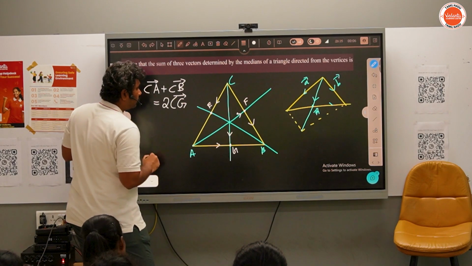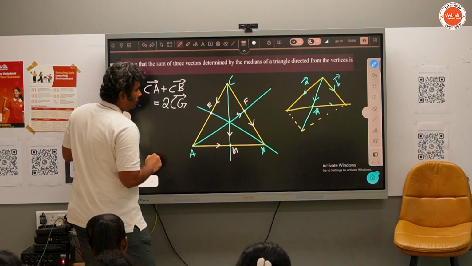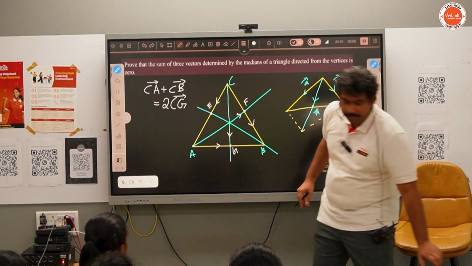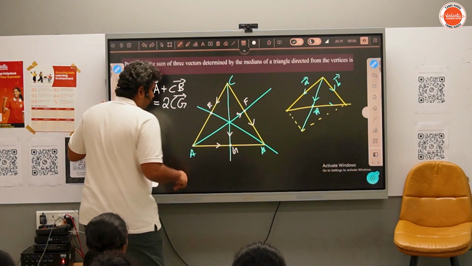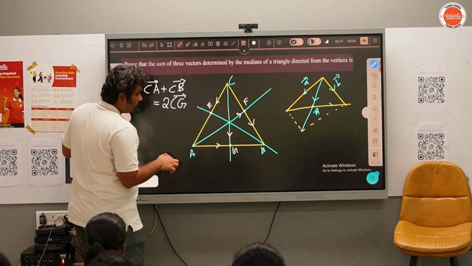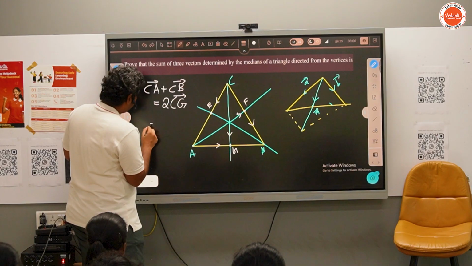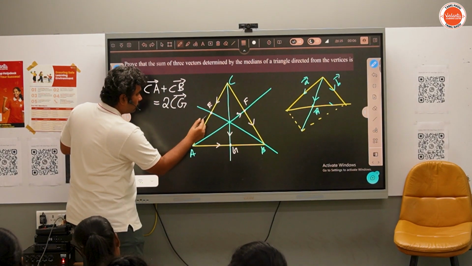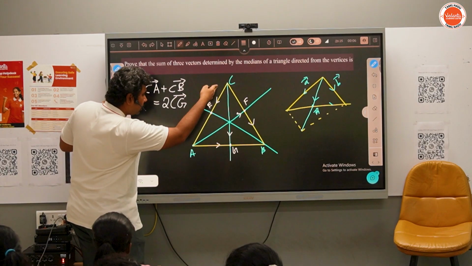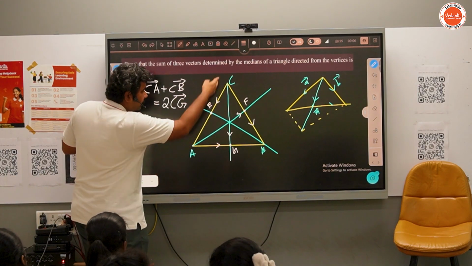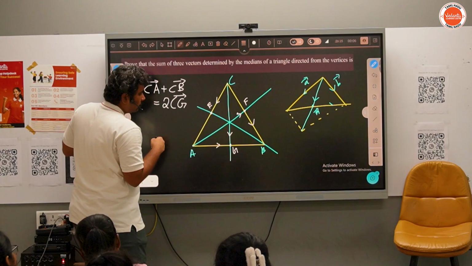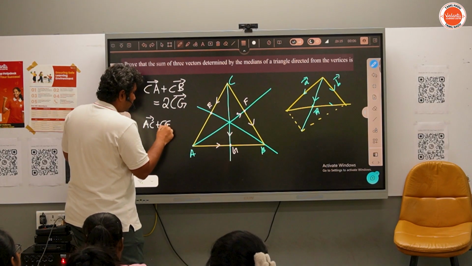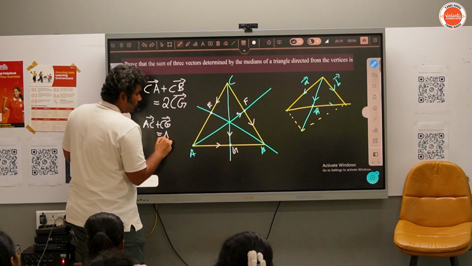நாம இதெல்லாம் பிரைமரி. So what are the system of equations we will be getting then? Okay, bisect பண்ணியாச்சு அப்படினா எனக்கு என்னென்ன கிடைக்கும்? AC plus CG equal to AG.